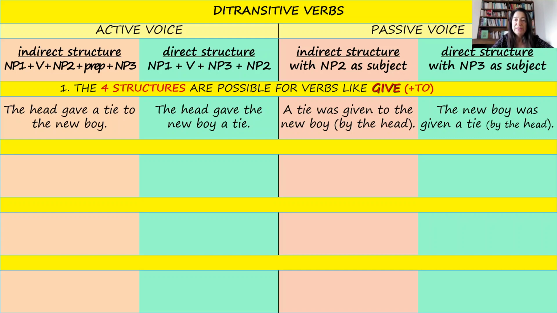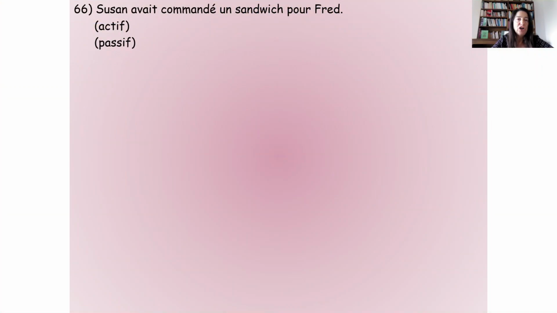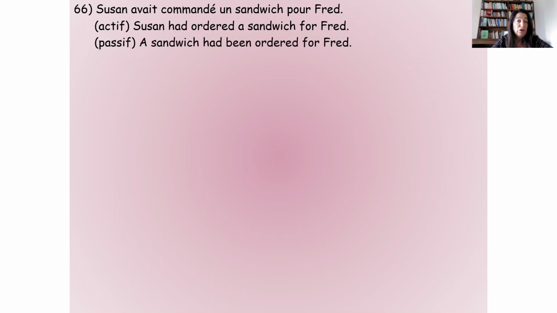Let's go on to the second type of ditransitive verbs. Let's have a look at the following example. Suzanne avait commandé un sandwich pour Fred. So the active voice would be Susan had ordered a sandwich for Fred, and we'll find exactly the same syntactic order and the same preposition here. And in the passive voice, un sandwich avait été commandé pour Fred, and that would be really the same thing in English. A sandwich had been ordered for Fred.